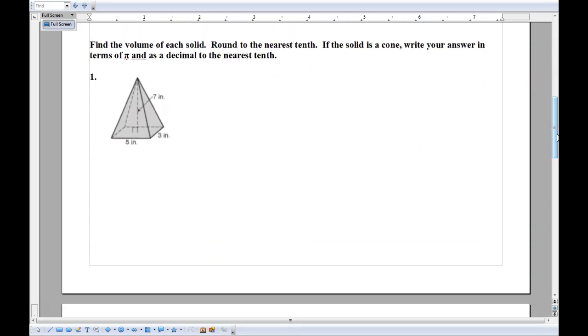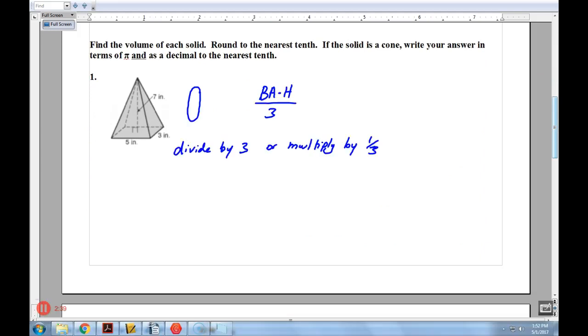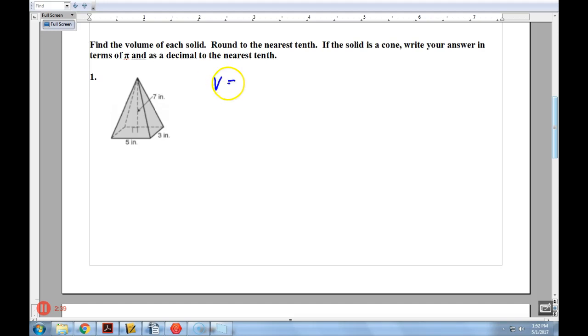Find the volume of each solid, round to the nearest tenth. If the solid is a cone, write your answer in terms of pi and as a decimal. So they want the exact answer and the approximate answer. So basically what you're going to do, the volume of any pyramid is 1/3 base area times height, or like I said before, if you want to do base area times height divided by 3, it all works.